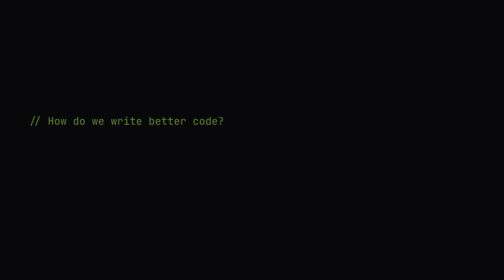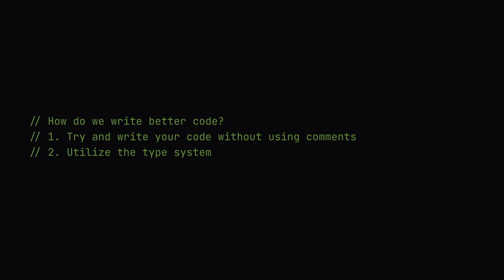So to recap, how do we write better code so the future psychopath maintainer doesn't come after us? Number one is trying to write code without using comments. This will force us to write code that explains itself without having to rely on comments to explain it for you. Number two is utilizing the type system. The type system in our language is there to help us. We can use the types our language provides us, but we can also create our own types to represent concepts that are specific to our problem domain.